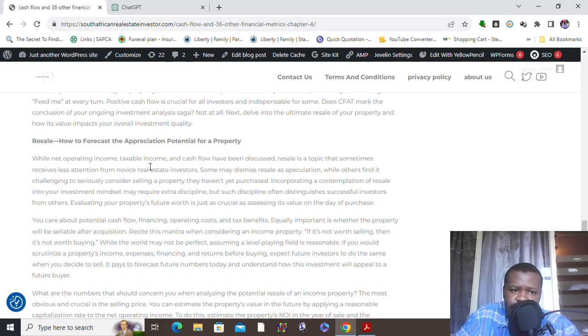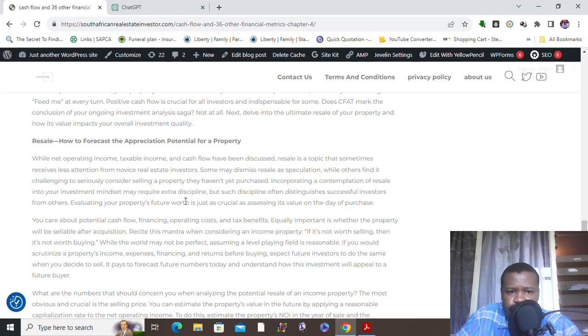While net operating income, taxable income, and cash flow have been discussed, resale is a topic that sometimes receives less attention from novice real estate investors. Some may dismiss resale as speculation, while others find it challenging to seriously consider selling a property they haven't yet purchased. Incorporating a contemplation of resale into your investment mindset may require extra discipline. But such discipline often distinguishes successful investors from others.